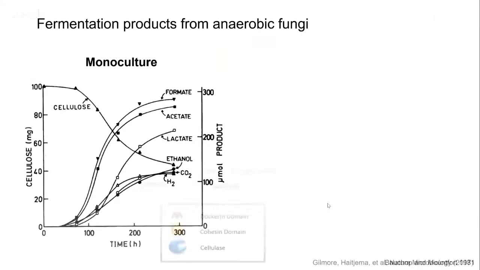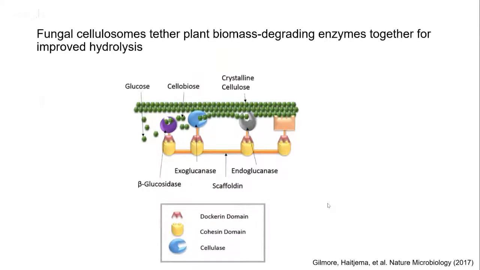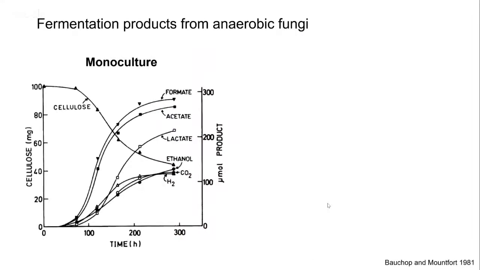If we look at the products of these anaerobic fungi in monoculture, they are composed of formate, acetate, lactate, and they also produce a moderate amount of ethanol. They have to produce CO2, and they also produce hydrogen. As strict anaerobes, they have adapted, and actually they don't possess mitochondria; instead they possess hydrogenosomes, which generate hydrogen. The exact pathway of how hydrogen is produced from hydrogenosomes in anaerobic fungi still remains to be elucidated.